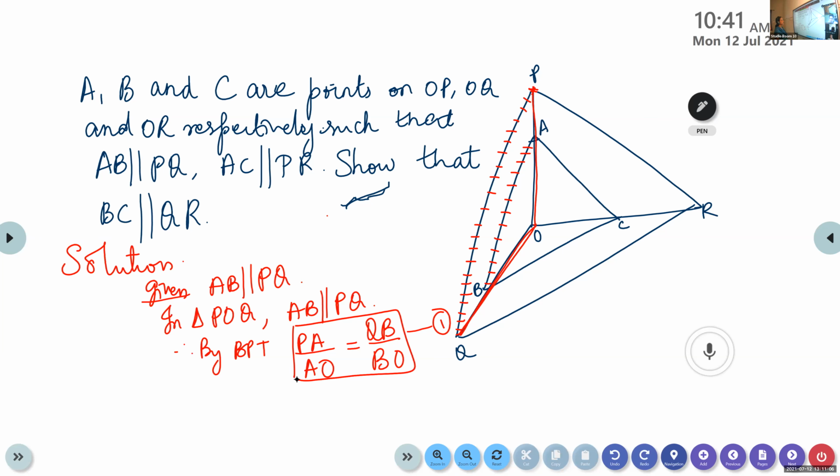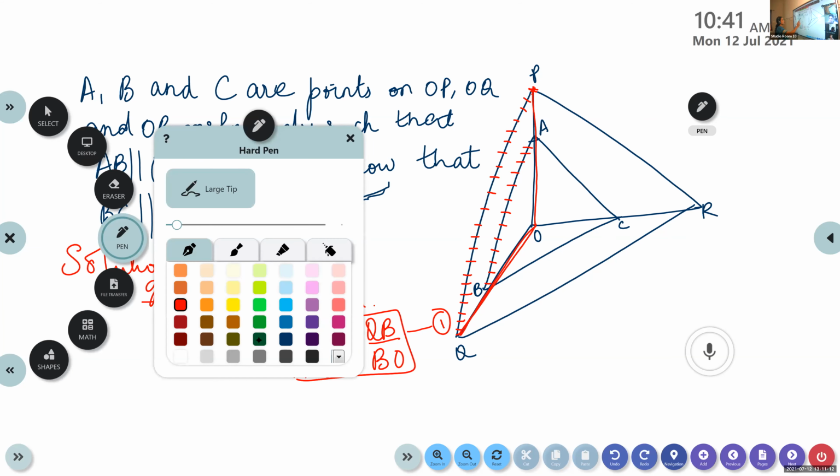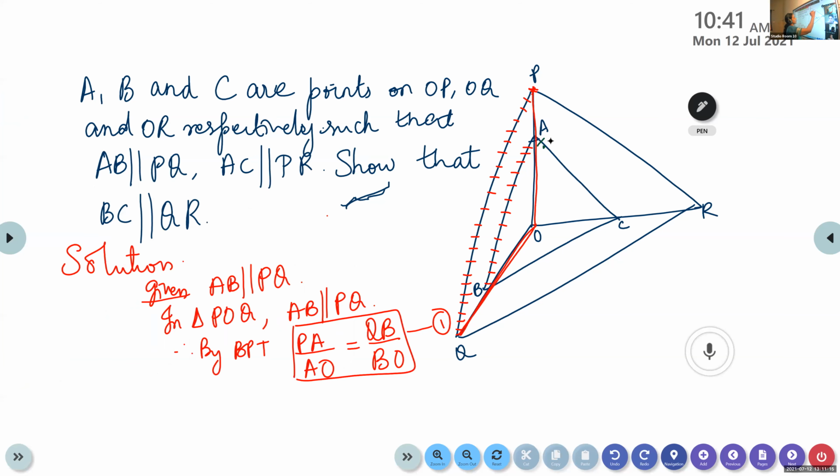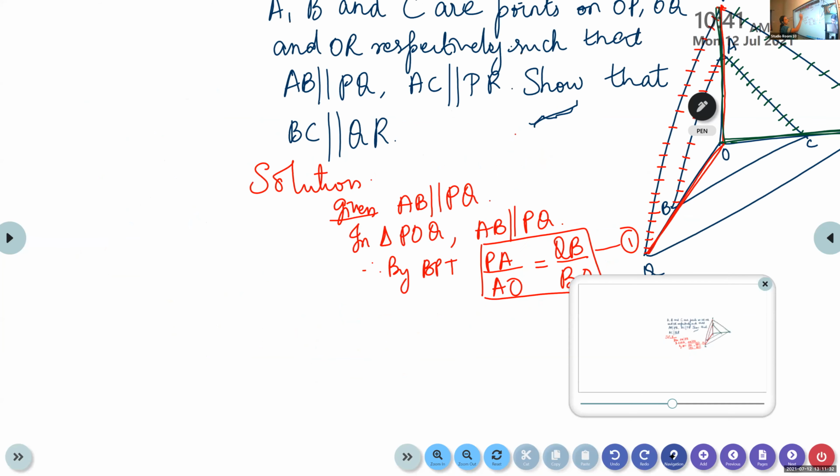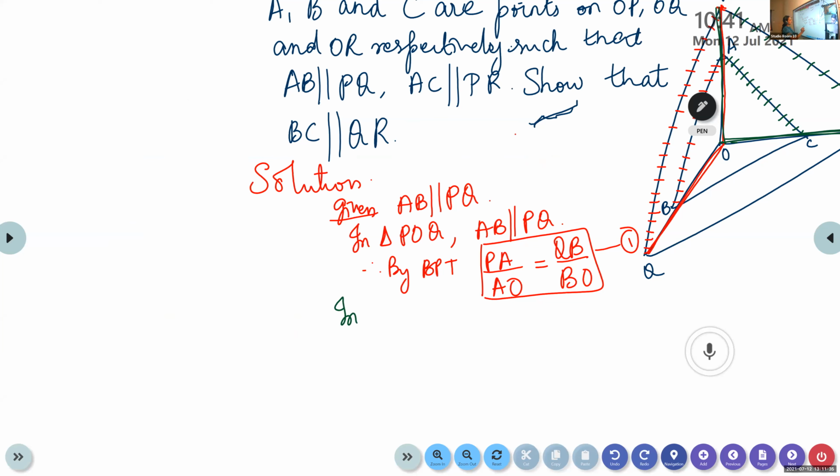Now look at the next one. AC is parallel to PR. So which triangle? Triangle POR. We can take this triangle, in triangle POR, and apply the BPT. So in triangle POR, we have AC parallel to PR. Therefore, by BPT, John, can you tell me what you will get?